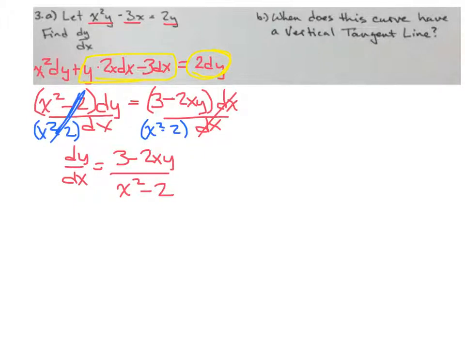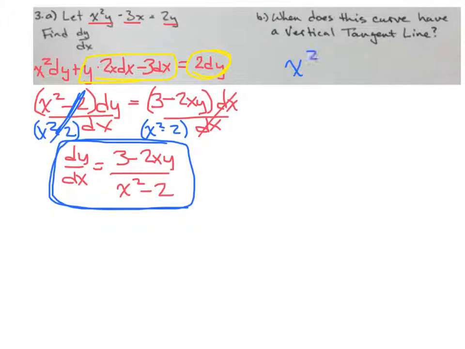Once we have that, we can move on to the next part where it asks, when does this curve have a vertical tangent line? Well, all this describes the slopes of all of the tangent lines. And when that's going to be vertical is when that slope is undefined. So that means the denominator, x squared minus 2, would have to equal 0. So we just solve for x, and we get that x is equal to plus or minus the square root of 2.